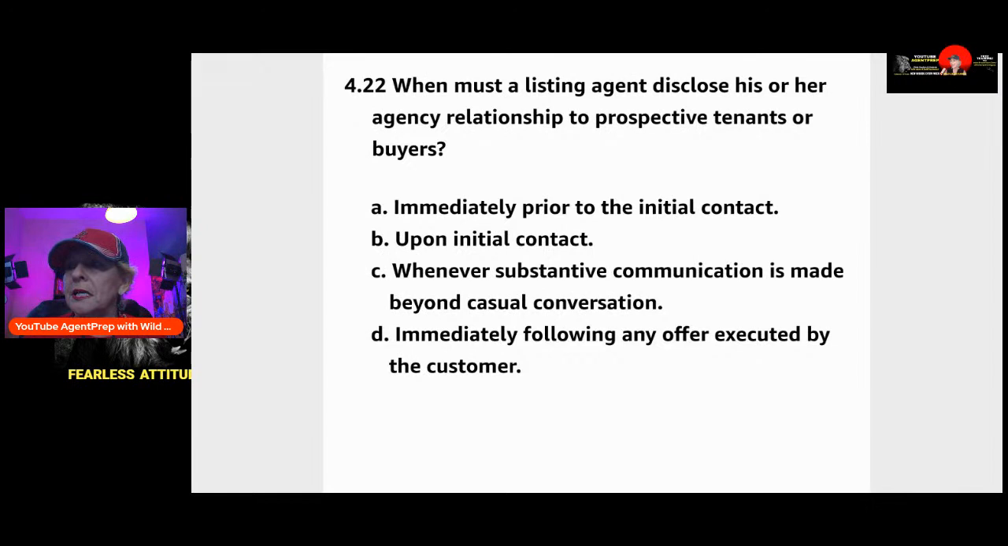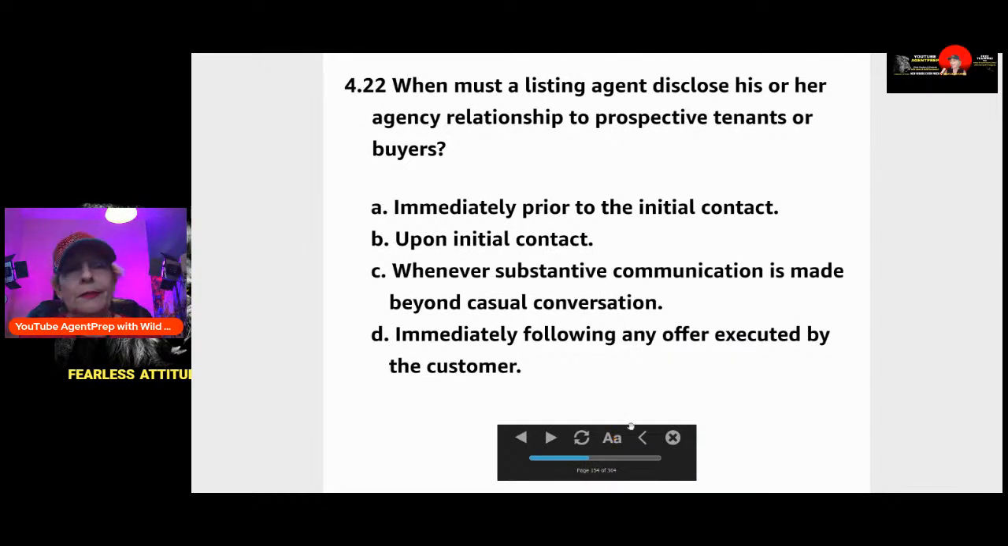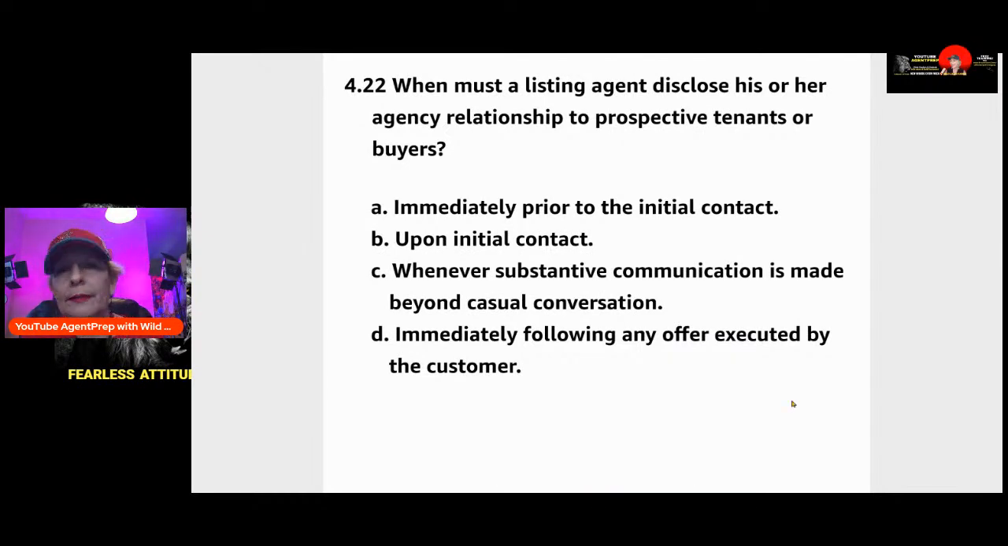The answer is C. Whenever substantive communication is made beyond casual conversation. Casual conversation, they would say, hey, you know what? We're looking for some property, maybe in the next few months. And so it's not substantive communication about a specific property. They're being more general, more casual. So whenever we must disclose in detail the agency relationship is when there is a serious communication, beyond casual conversation.